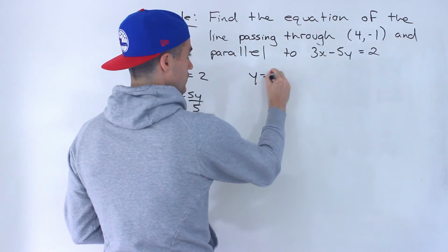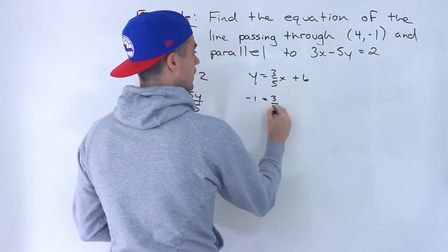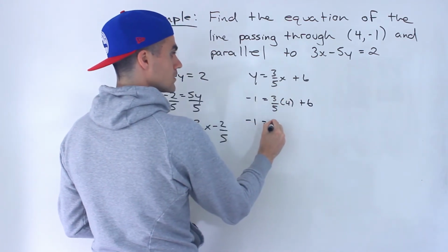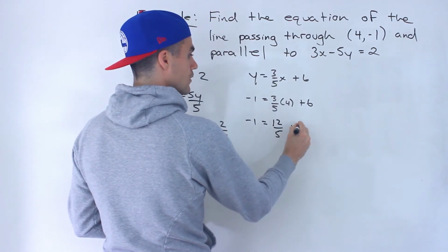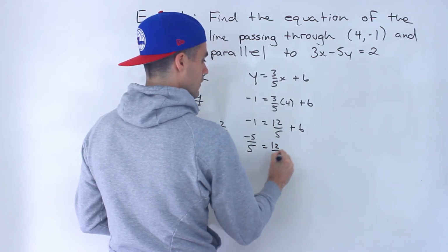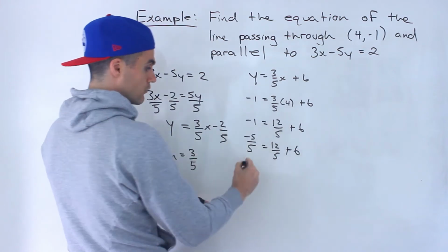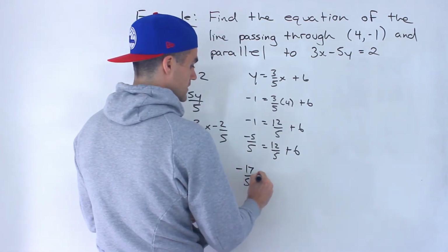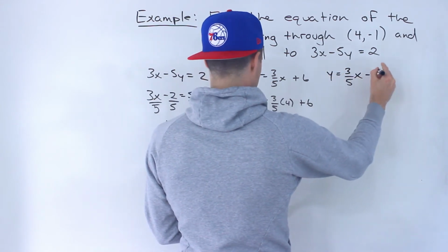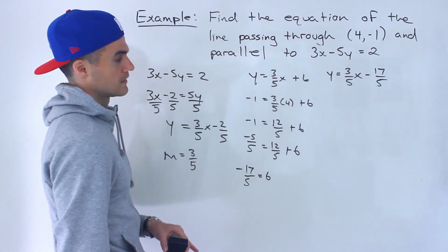So we'd have y equals 3/5 x plus b, plug in the point to solve for the b value. We'd have -1 equals 12/5. Let's change this to -5/5. Bring the 12/5 over, so we'd have -5/5 minus 12/5, which is -17/5. That's going to be the b value. So we would have y equals 3/5 x minus 17/5, like that.